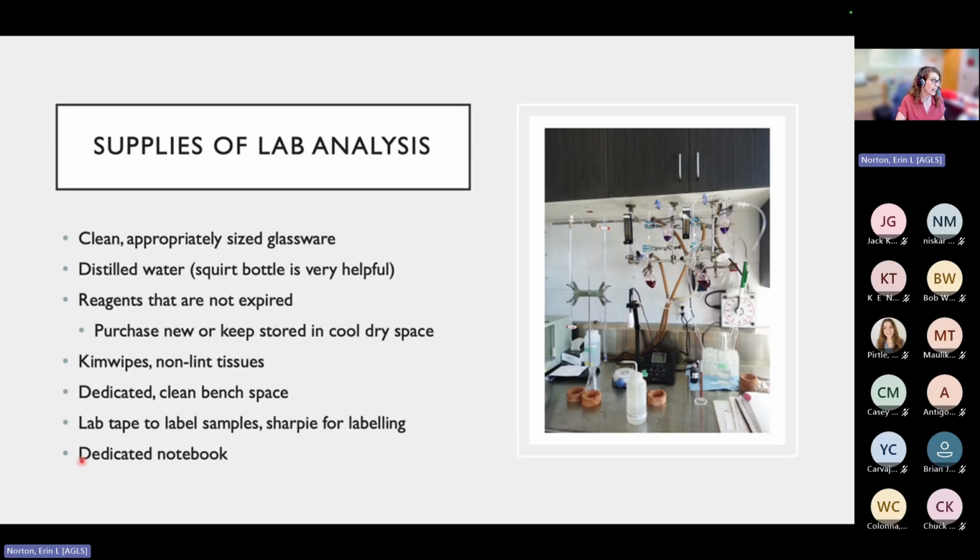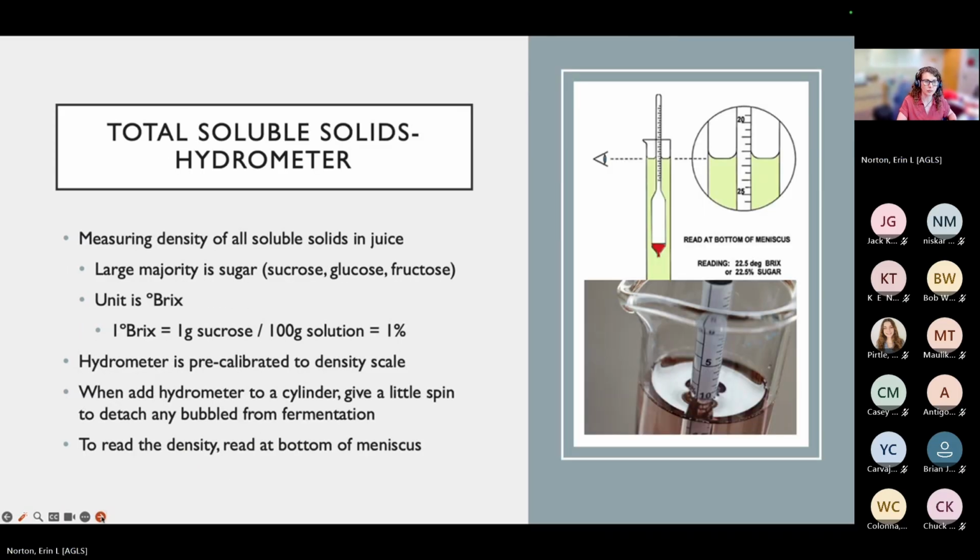And I would say a dedicated notebook that you can record your analyses. And when you go to start doing something that day, always have a date in there and make sure that that notebook is stored appropriately, and whoever needs to know where it is knows where it is. So we're going to jump into different analyses types.